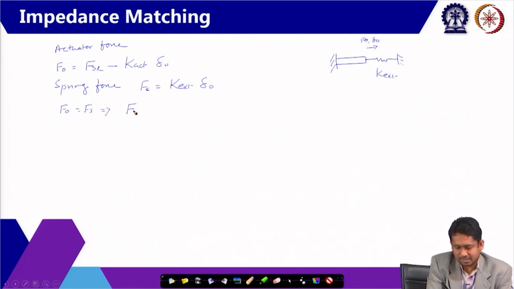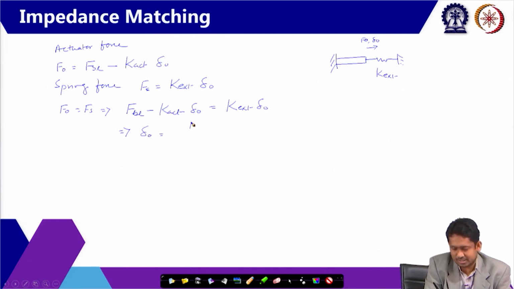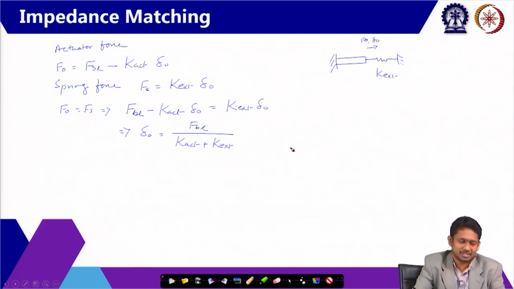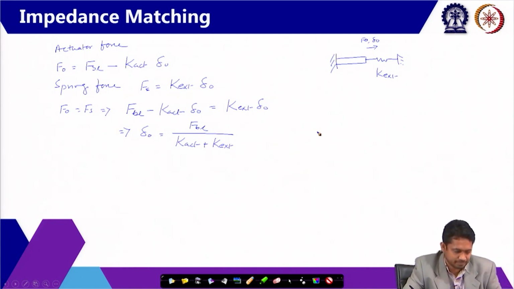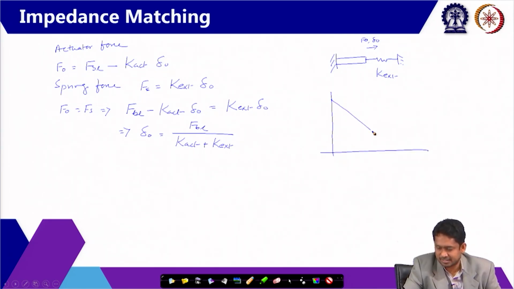So, we can write F_BL minus K_act delta 0 is equal to K external delta 0, and that gives us delta 0 as block force divided by the sum of the two stiffnesses, the actuator stiffness and the spring stiffness, the external stiffness. So, it looks something like this. Graphically we can represent it in this way.